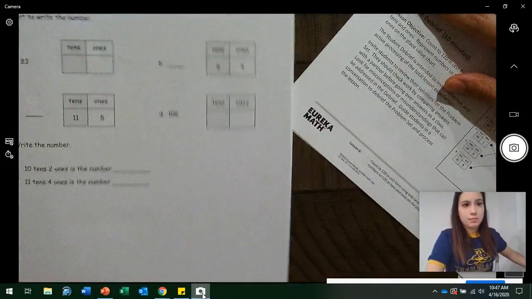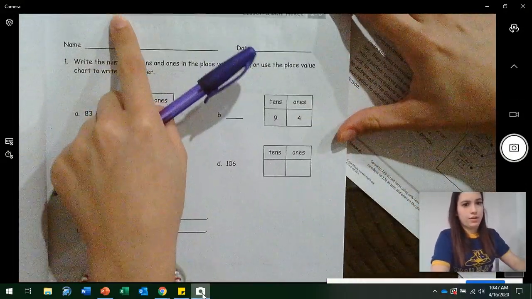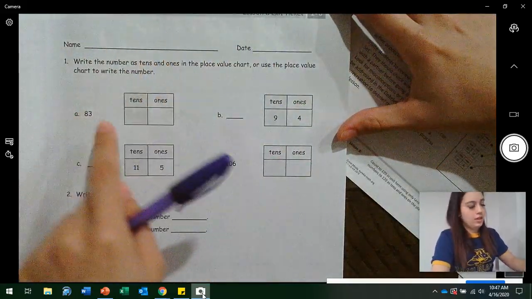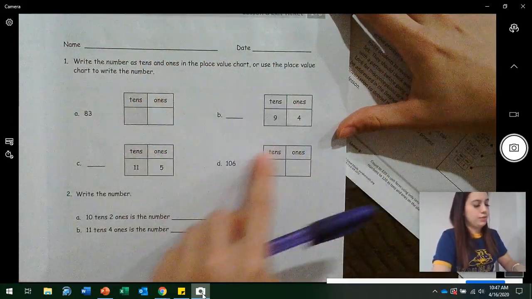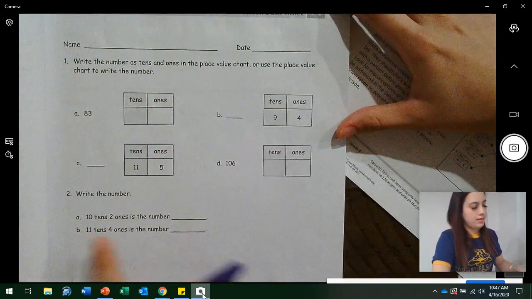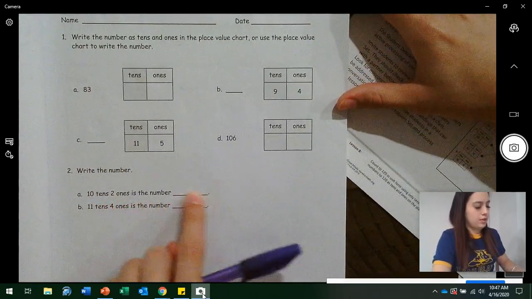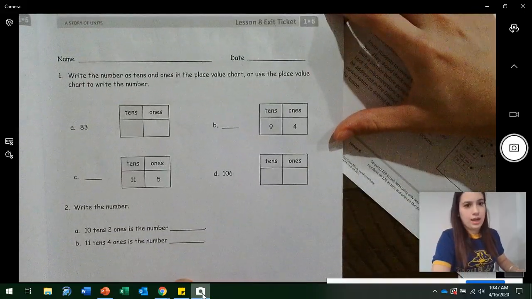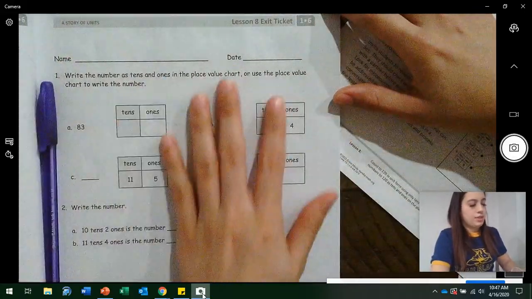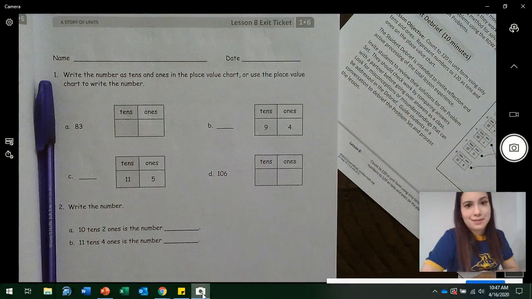Okay? And then last but not least, remember your exit ticket. You write your name, date, goal, and you're going to do what we did on the first page of the problem set. And then here it gives you the number. 10 tens, 2 ones is the number, and you write it the regular way. Okay? Make sure you take a picture of this and you submit it on the assignments tab.